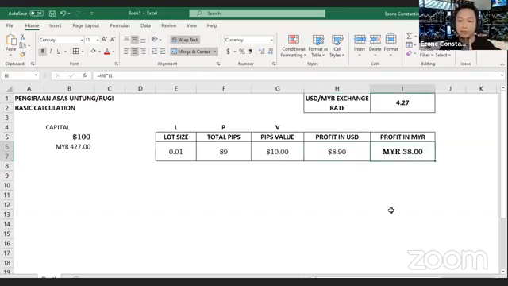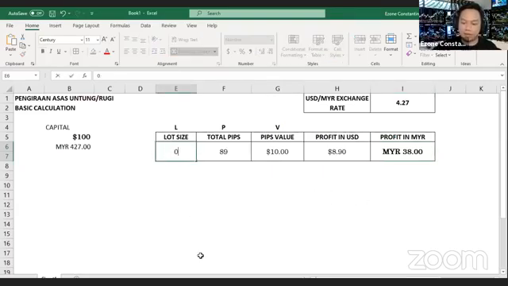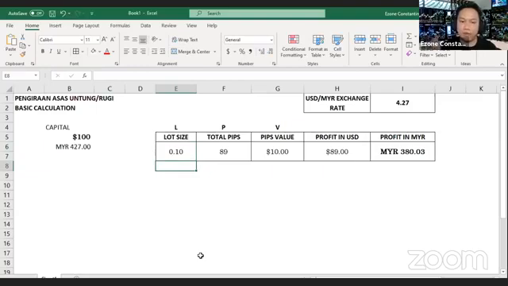For anyone who has slightly bigger capital, you can increase your lot size. 0.10. Look, if you increase your lot size a little bit here, you are making 380 ringgit. This is how simple it is to learn the calculation. The only part is how you do the technique of entry and exit. That one, this Friday I will let you know. Now we learn the calculation first.